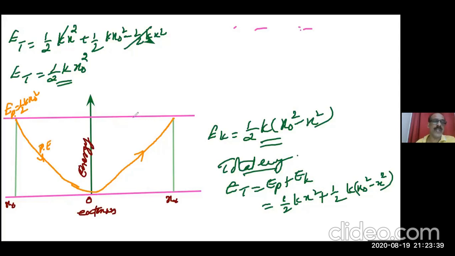Here also EP is equal to half k x naught squared, but here kinetic energy is 0. At this point, kinetic energy becomes half k x naught squared, but potential energy will be 0 here, because x is equal to 0 at this point. Here again, kinetic energy will be 0. So total energy is always half k x naught squared.